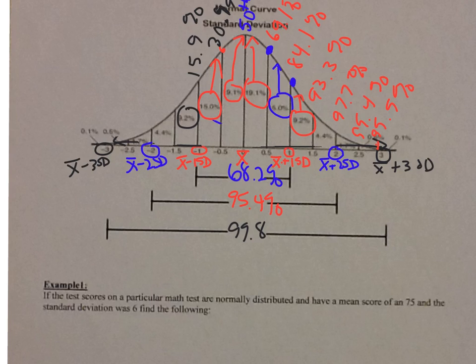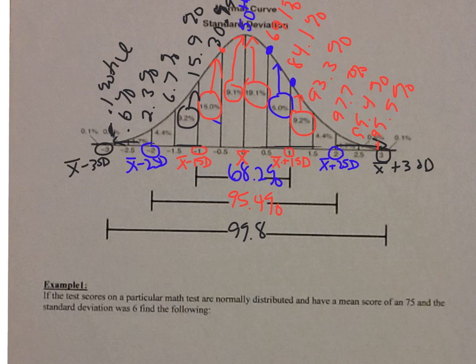And then you're going to subtract 9.2. And that's 6.7. And then subtract 4.4. And that's 2.3 percentile. And then subtract 1.7. That's 0.6 percentile. And then subtract 0.5. And then the one in here, that is 0.1 percentile.